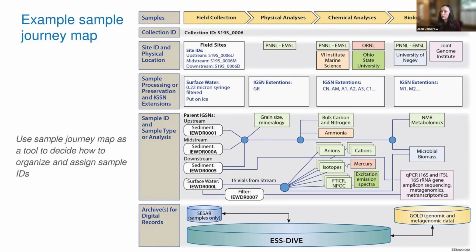And then the samples are published in different data systems. This particular set of samples has information in the System for Earth Sample Registration on the individual samples, in ESS-DIVE on some of the physical and chemical analyses, and then GOLD, or the Genomes Online Database, for the genomic and metagenomic data.